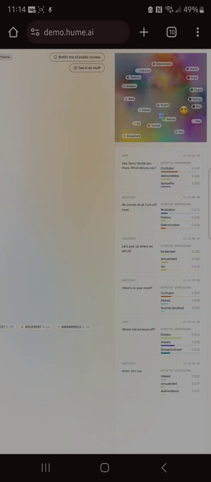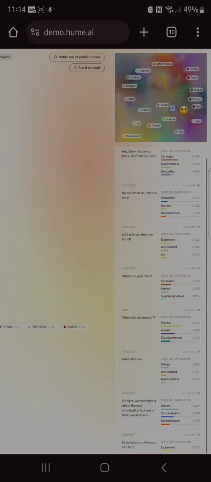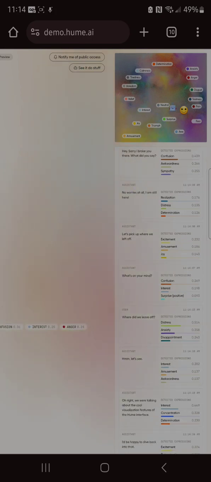Let's see. All right, we were talking about the cool visualization features of the Hume interface. I'd be happy to dive back into that. What did you want to know more about? Yeah, tell me about the cool visualization features of the Hume interface?